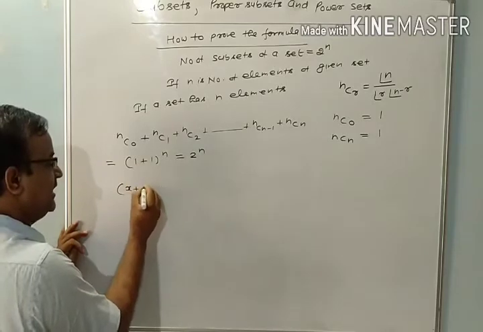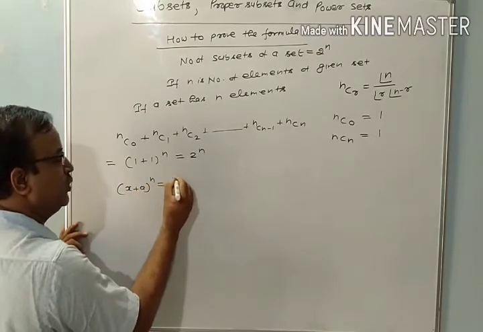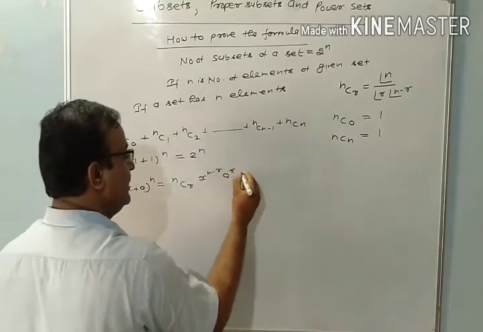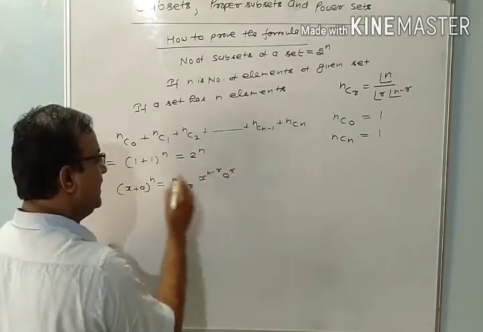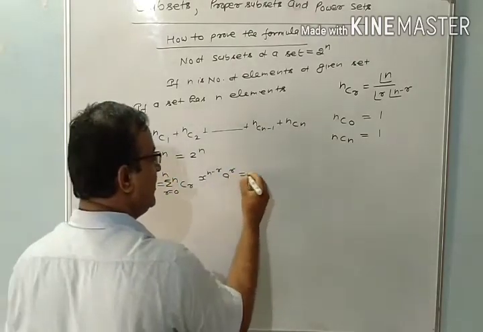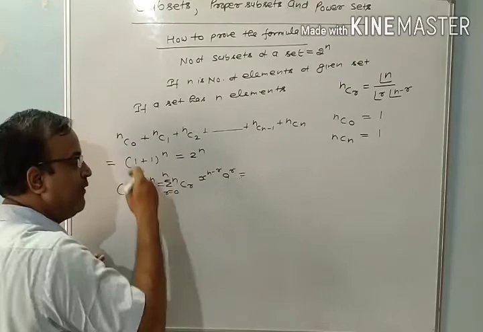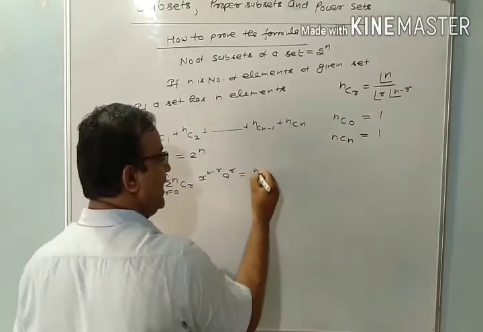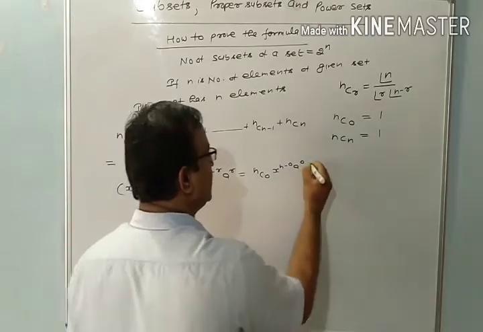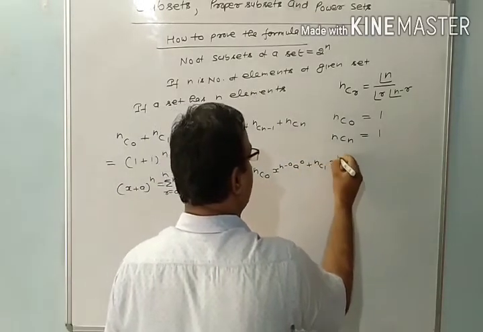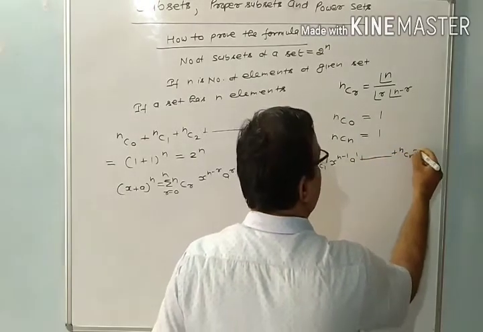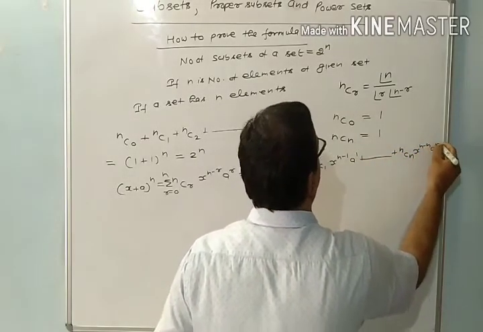The binomial expansion is (x plus a) to the power n is equal to NCr x to the power n minus r a to the power r plus and so on. We will write it in summation form, where the value of r is from 0 to n. When we put the value of r from 0 to n, it is equal to NC0 x to the power n minus 0 a to the power 0, plus NC1 x to the power n minus 1 a to the power 1, and so on up to NCn x to the power n minus n a to the power n.